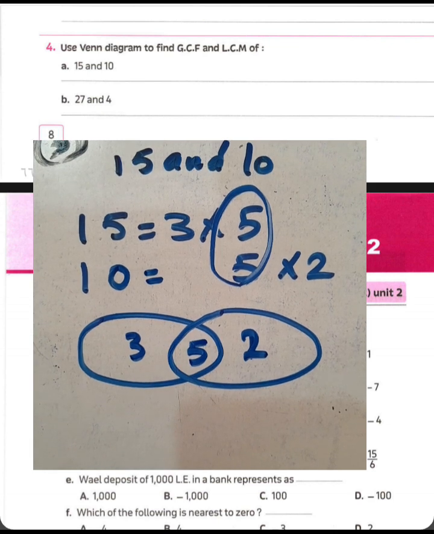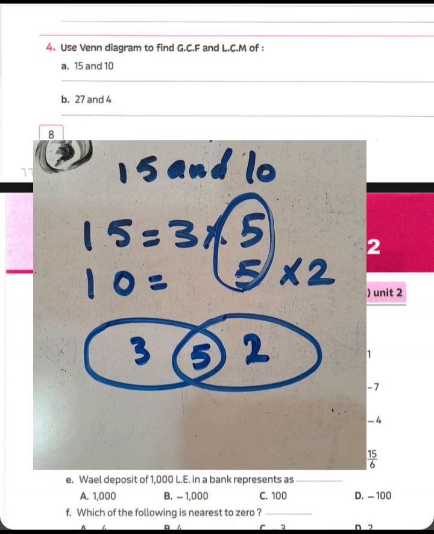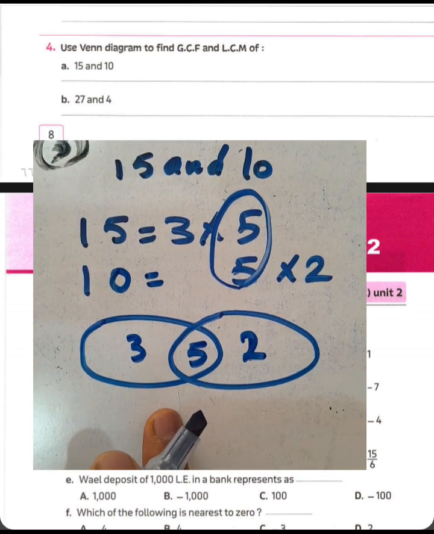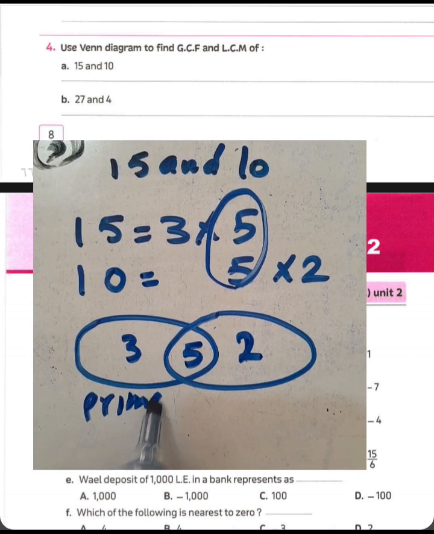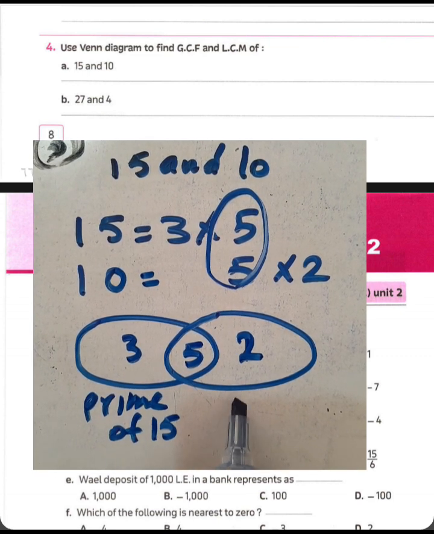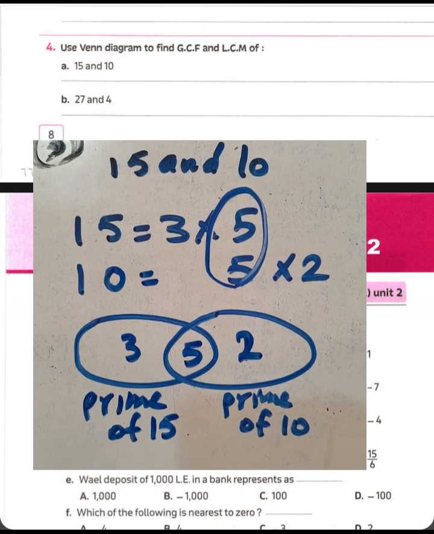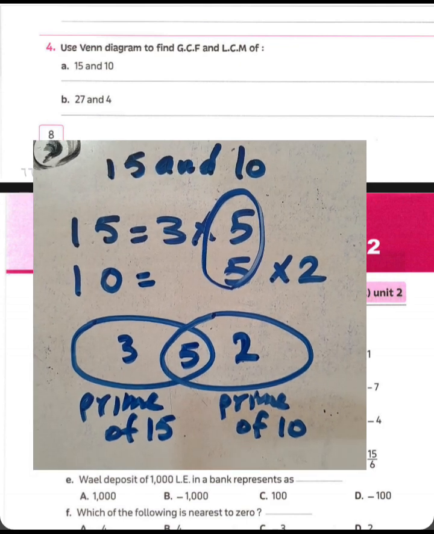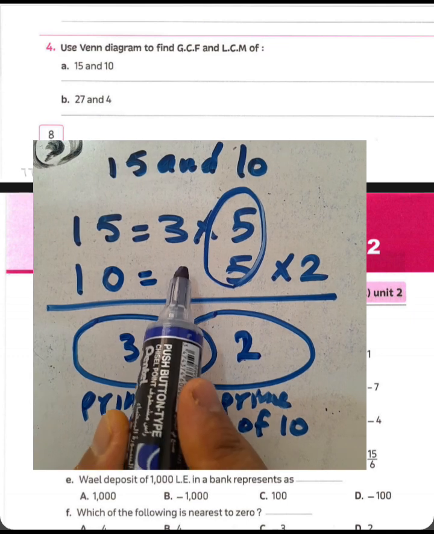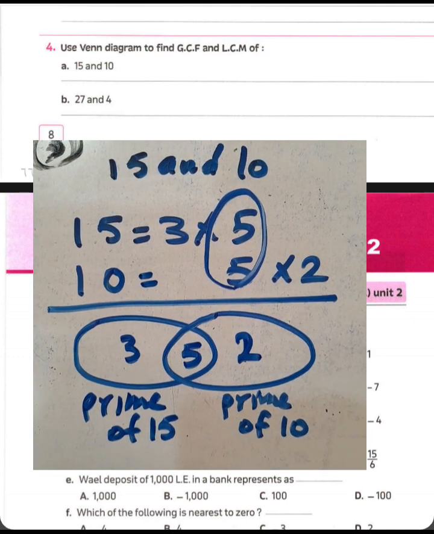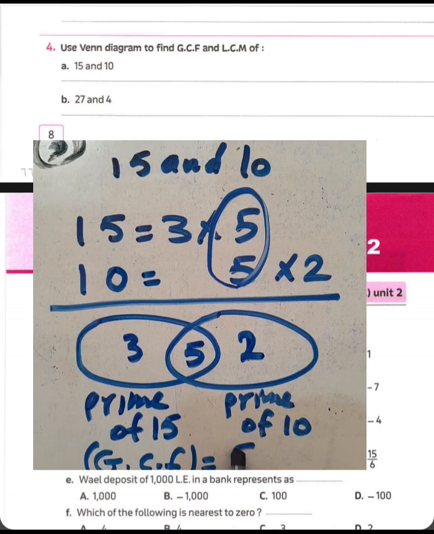Okay, what do we call it? Prime factors of 15, 3 and 5, and here prime factors of 10. Okay, then the least common multiple between them, 3 times 5 times 2. We want to find the greatest common factor. The greatest common factor will be 5.